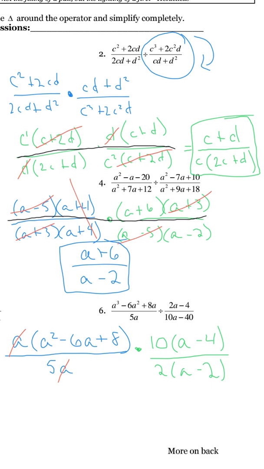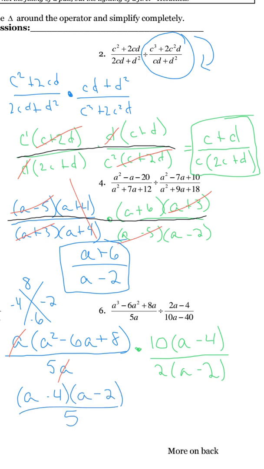Alrighty. Use my trick, one big fraction. Although, have I actually factored a squared minus 6a plus 8? Let's see real quick. Can we factor it? Something that multiplies to 8 and adds to negative 6. Yep, negative 4 and negative 2. So let's factor that real quick, and then we'll make one big fraction. a minus 4 times a minus 2 all over 5 because we canceled the a's that were on the outside, times 10 times a minus 4 over 2 times a minus 2.